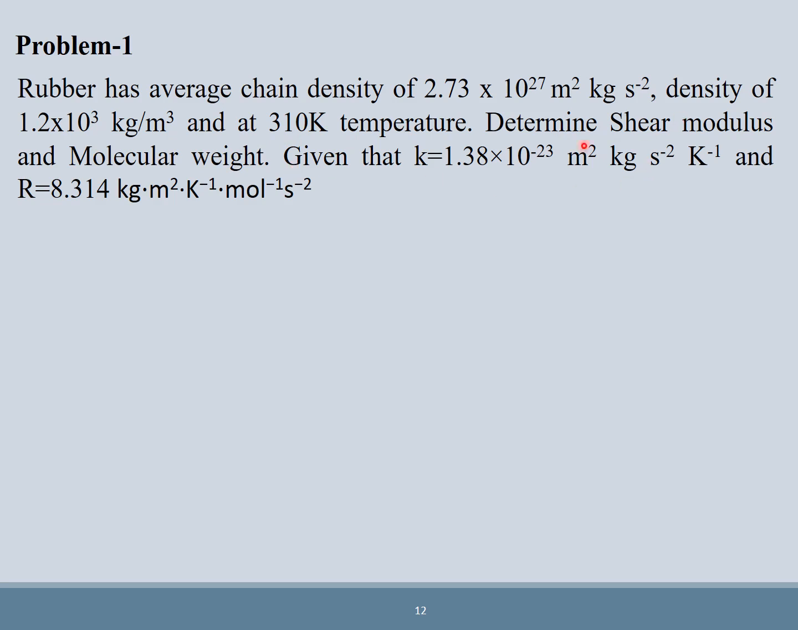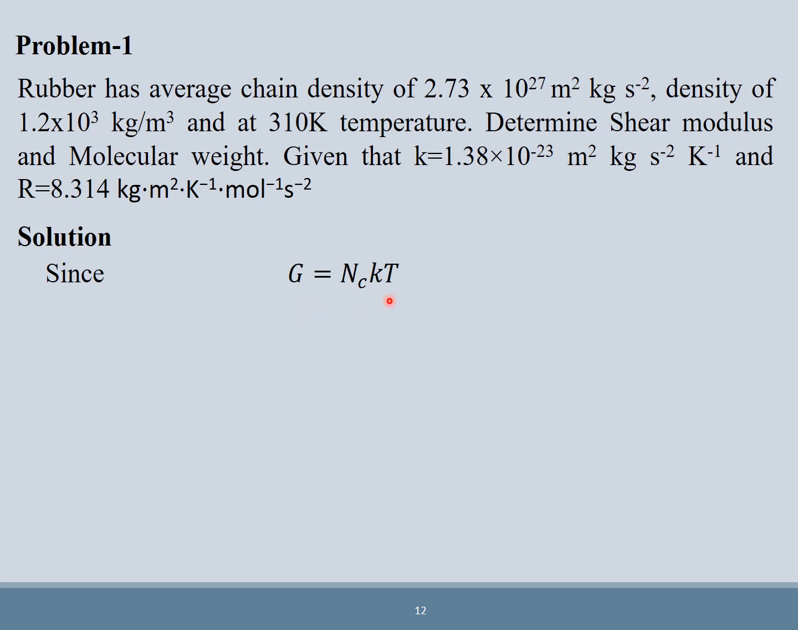So we have to determine these two properties, and the given constants are that the Boltzmann constant is 1.38 times 10 to the minus 23, and the general gas constant is 8.314 in kilogram meter square per Kelvin per mole per second square. So we have these two properties to find, and we know Nc, we have rho, and we have T. Now let's see the solution.